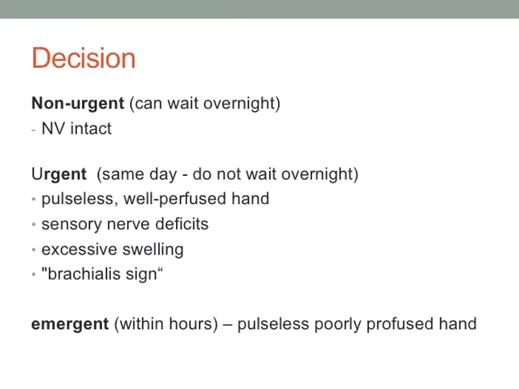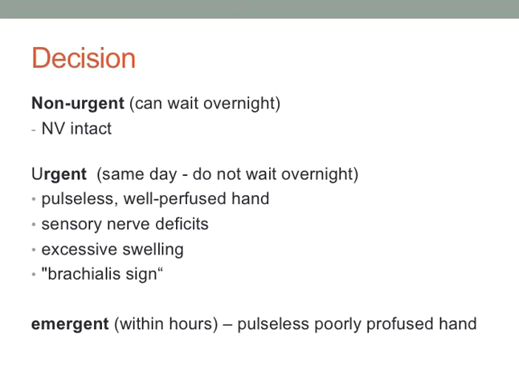And then the second element of the decision was based on the neurovascular assessment. So for those that do need theatre, a decision needs to be made as to the urgency. And I break these down into 3 groups really. The first of which are those that are non-urgent. So those are patients that can wait overnight.